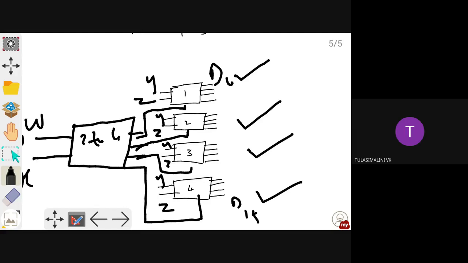How to design a 4 to 16 line decoder using 2 to 4 line decoders. We must design it using only 2 to 4 line decoders. A 2 to 4 line decoder gives 4 outputs, so if we need 16 outputs, we must use 4 2 to 4 line decoders. So I am using 4 2 to 4 line decoders. Then how to enable these decoders? At a time only one decoder should be enabled, only then you get the output.